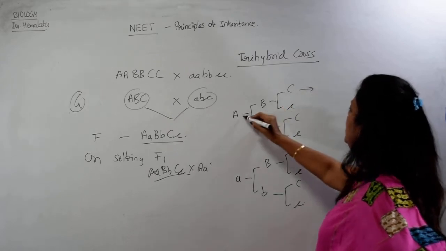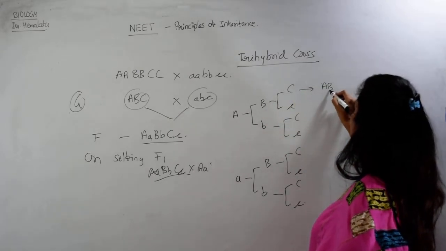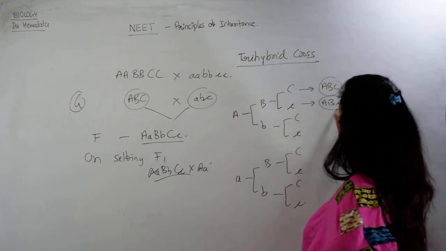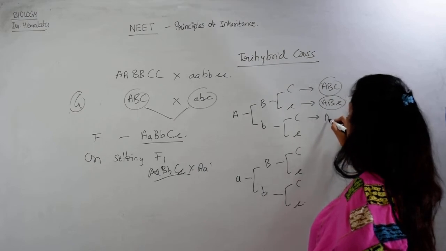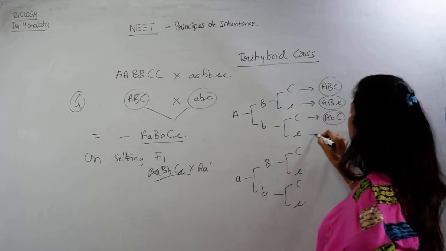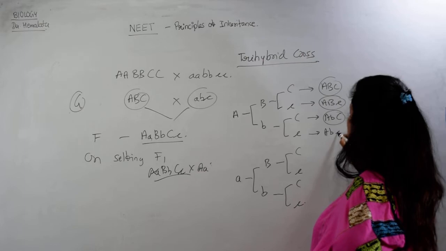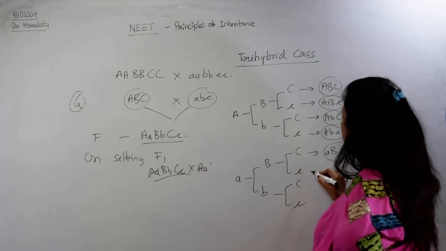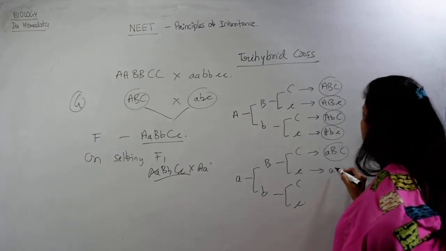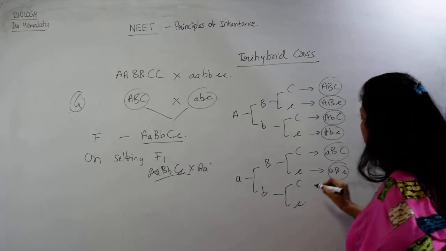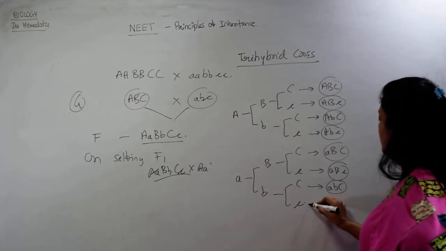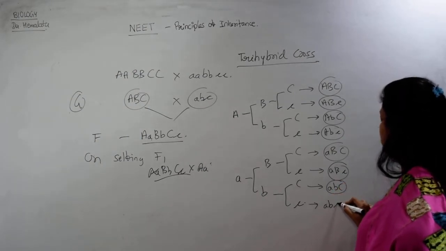Then the gametes. A, B, C. Capital A, capital B, capital C, one gamete. Capital A, capital B, small c, one gamete. Then capital A, small b, capital C, one gamete. Capital A, small b, small c, one gamete. Small a, capital B, capital C, one gamete. Small a, capital B, small c, one gamete. Next is small a, small b, capital C, one gamete. Small a, small b, small c, one gamete.